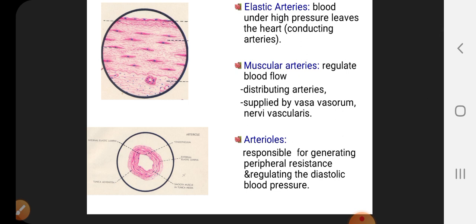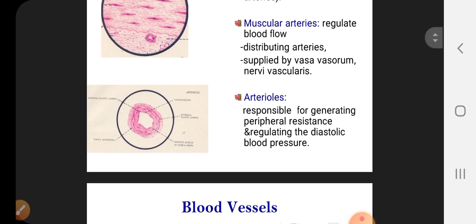If you go to the muscular artery, the other type of artery, the tunica media is made up of majority smooth muscles. They regulate the blood flow. They are called the distributing arteries. They are supplied by vasa vasorum and nervi vascularis. Examples for muscular artery are the radial and the ulnar arteries. In this artery, the internal elastic lamina is more prominent when compared to elastic artery.